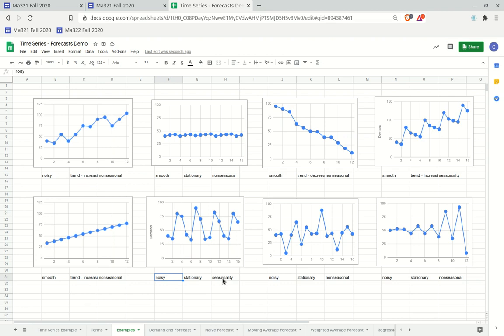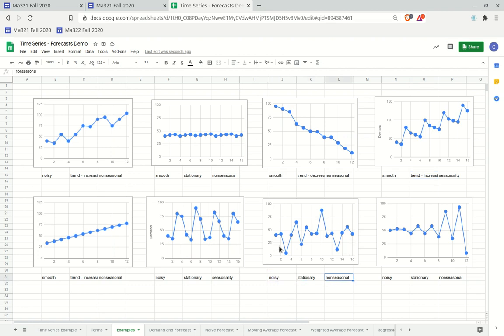This one has seasonality, but the seasonality is not as regular as this example over here. So that's why I called this one noisy. It's a little bit more variation in the pattern, even though I do see seasonality repeating every four, and it is also stationary. This one's always centered around the same height. This one up here was not stationary, and it had a trend. Finally, this one right here is stationary, it's noisy, and it's non-seasonal.